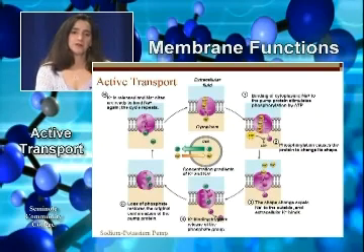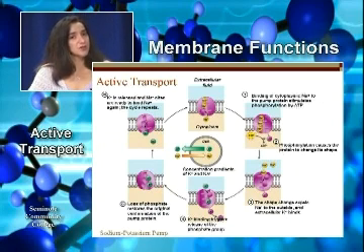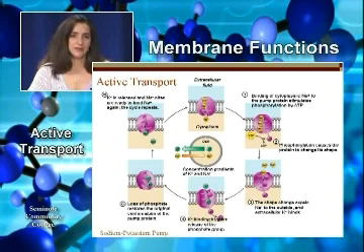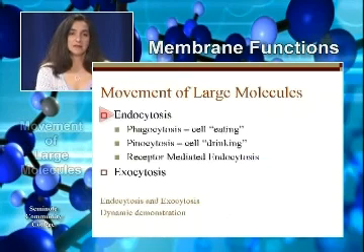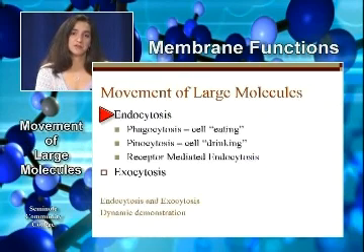Now let's compare the two different types of transport of molecules that are too large to even go through a transport protein. Many of these are bacterial cells or even fluids that just cannot come through the phospholipid or through those channel proteins. These two processes are known as endocytosis and exocytosis.